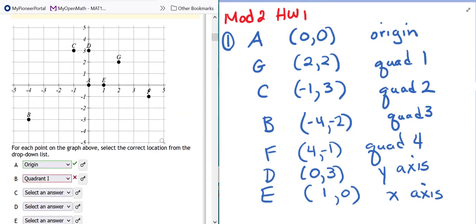Oh, because I was looking at my list wrong. Sorry about that. I wrote G, that's the second one that would have been in quadrant 1. And B should have been quadrant 3, 1, 2, 3, which we had. I didn't look carefully. Okay.